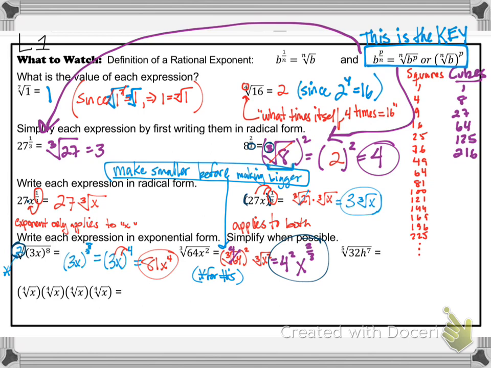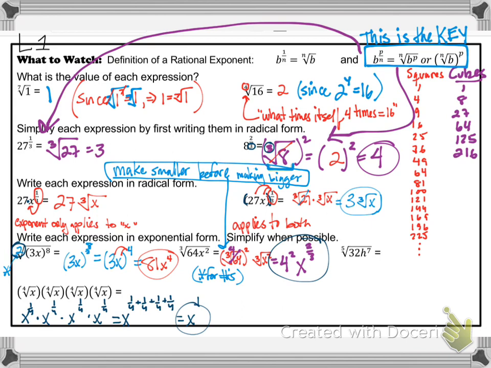The last one here, down here, writing those in exponential form gives me that. Now my exponent rule in this case is when I'm multiplying the same base, I add the exponents. So I'm going to add all of those. 1/4 plus 1/4 plus 1/4 plus 1/4 is 1. So there's my final answer.